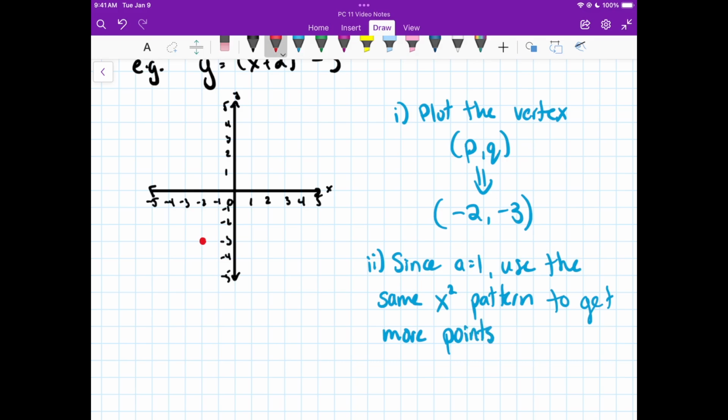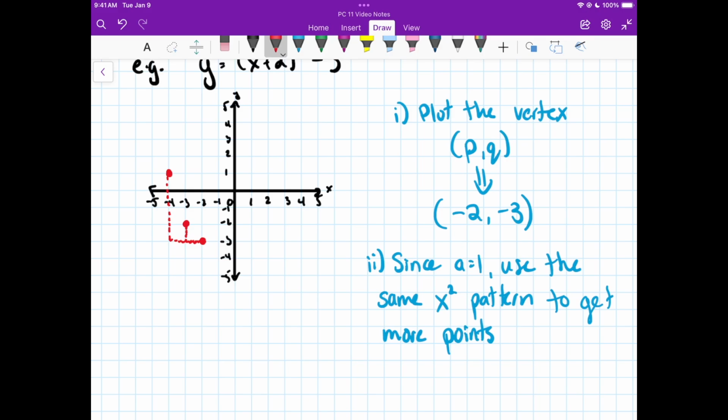All right, so from this point that I've got indicated on the left here, using my pattern, I'm going to go over 1 and up 1, which gets me a point there. I'm going to go over 2 and up 4, which gets me a point there. And if I had a little bit more room, I would go 1 further and go over 3 and up 9. But I'm actually going to run out of space if I do that on this one.